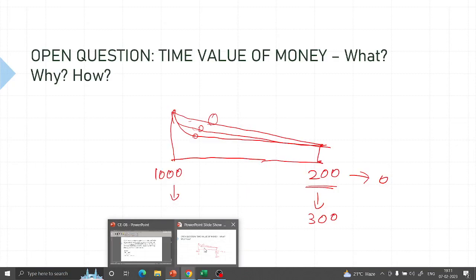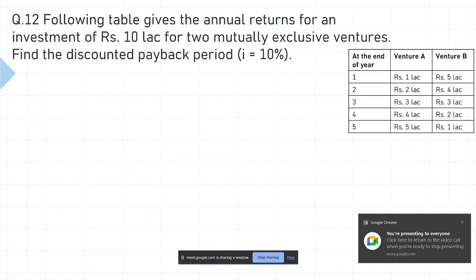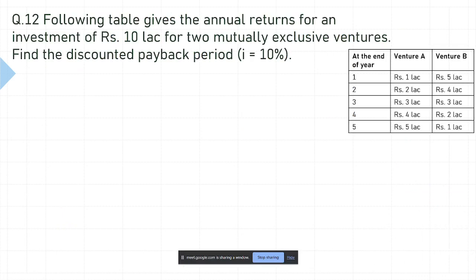Moving back to the questions. Now, this is the question, we already solved it with one method, right? Which method was that? Payback period, right? The same question, where we got one answer as 2.33 and one as 4 years. So now the question has changed. How? Can anybody elaborate on this part?